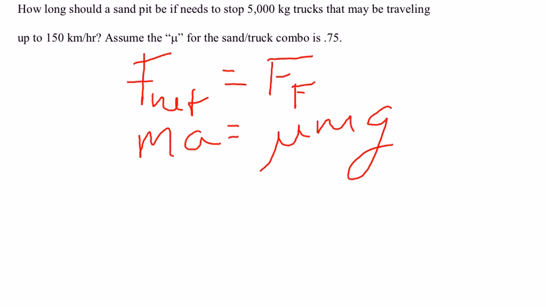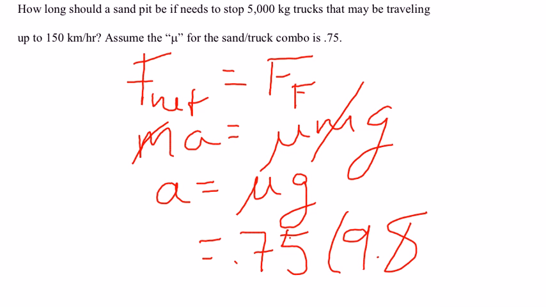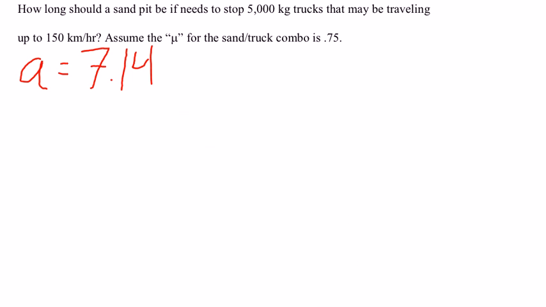What happens to the mu's? They cancel out. So acceleration is just going to be equal to mu times g, which is going to be equal to 0.75 times 9.8. And I believe you get an acceleration of 7.14 meters per second squared.